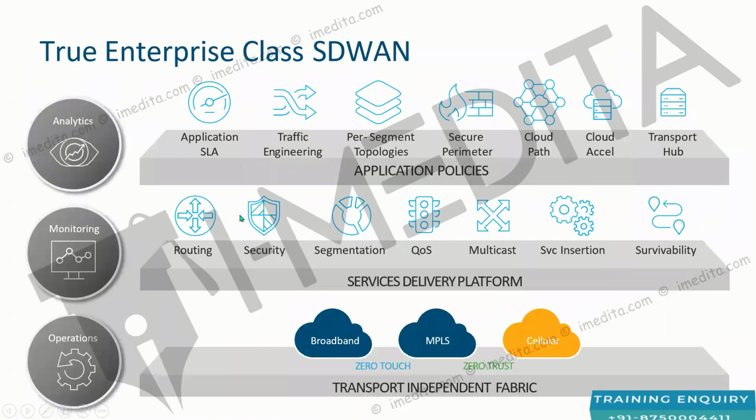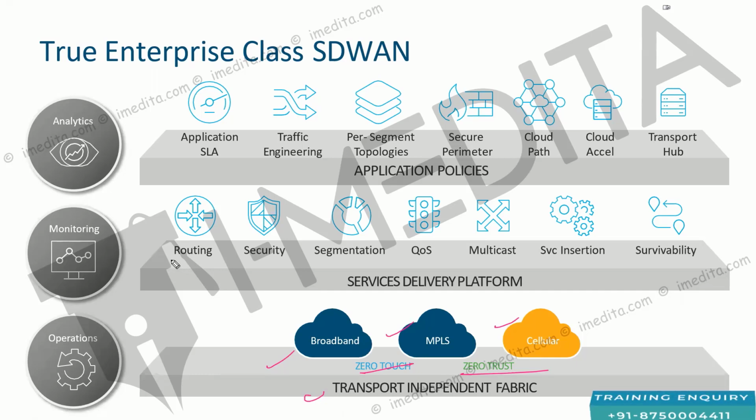Fine. Same thing again. True enterprise SD-WAN, same thing again. Transport independent WAN fabric. We can have as simple as broadband, MPLS, or cellular transport, where we don't need to do any configurations. And of course, I do not trust the broadband connection or cellular connection because it is a public network and anyone can join the public network.